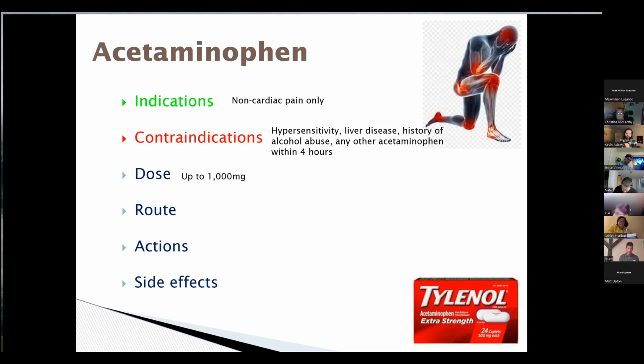The dose is up to 1,000. Pills tend to come in 250, 500, and 1,000 levels. I'm not entirely sure what they do in the ambulance. I think it's 500 or 250 pills. It depends on the service. You can give up to 1,000, so the math is going to depend on what size tablets you have. The route is oral. This is another one of those ones that they're going to have to swallow.